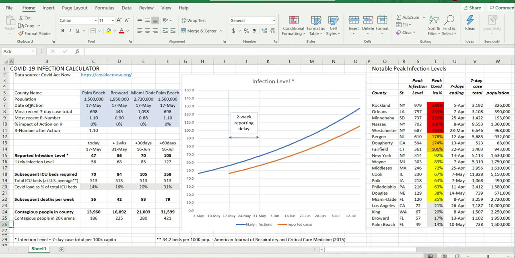Again, all this data is publicly available in COVID Act Now, usually about 2 or 3 days old. And that site has the only public calculation of R number that I know of.